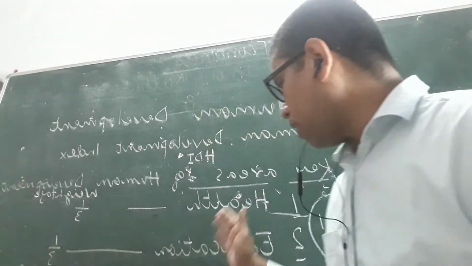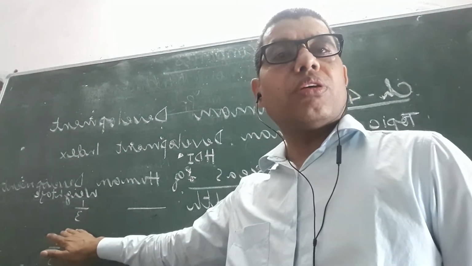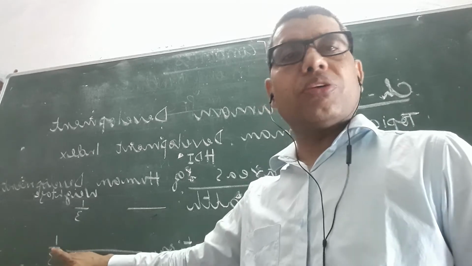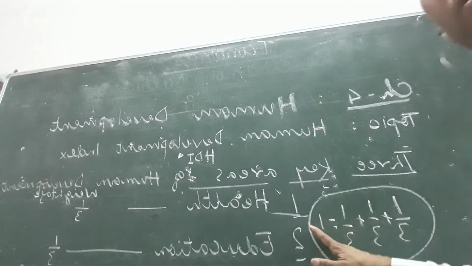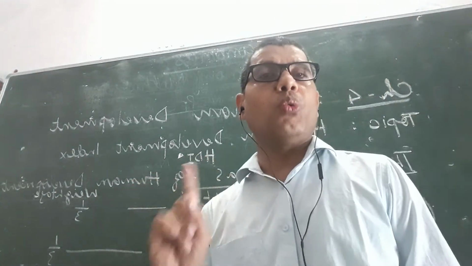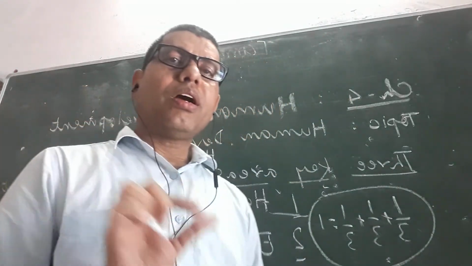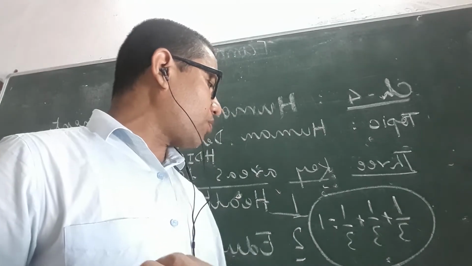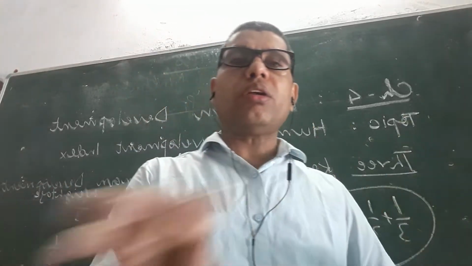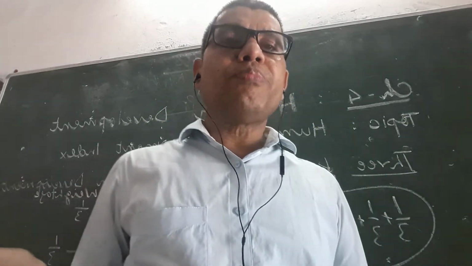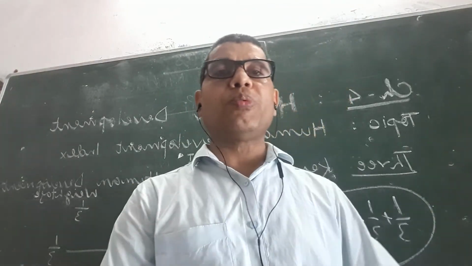Each of these three has a maximum of 1/3 point. So 1/3, 1/3, 1/3 becomes 1. So the highest HDI point can be 1. HDI scores vary between 0 and 1. The score closer to 1 means there is a greater level of human development, a higher level of human development.